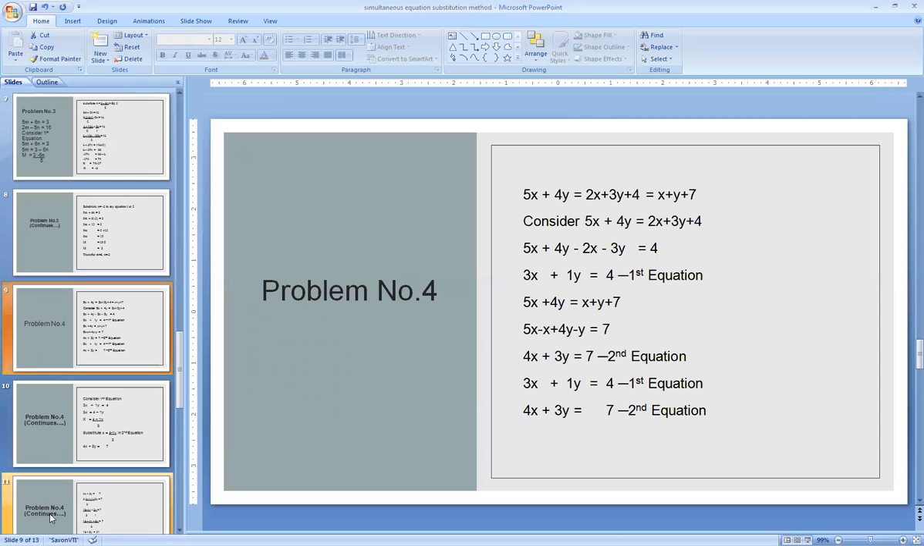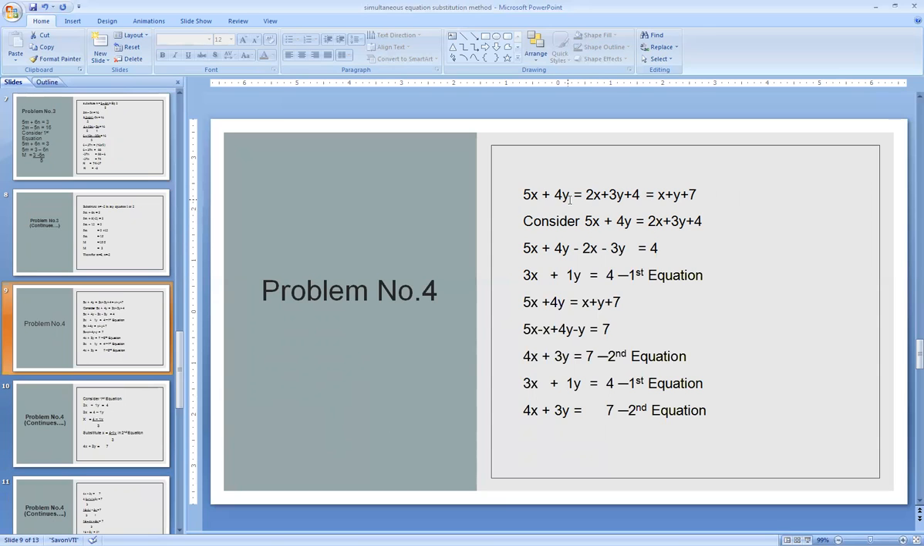Let us see the fourth question here given. That is, it is a little bit different when compared to the previous questions. That is 5x plus 4y, this is equal to 2x plus 3y plus 4, and also this is equal to x plus y plus 7. So here there are three expressions together they have given. Now we'll have to bring it to the proper form. First we'll consider these two equations.